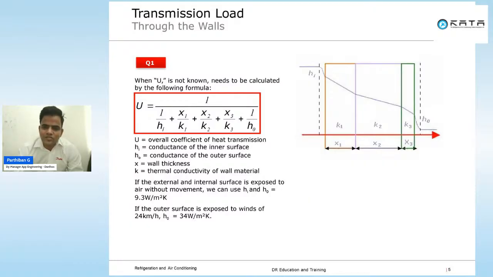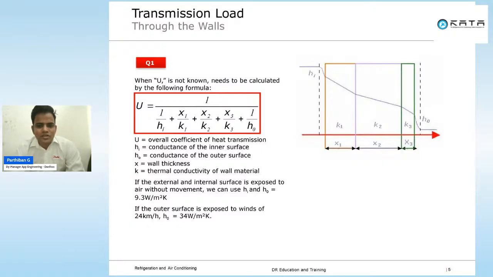These data are also available on the internet or in books, with which we can calculate the U factor. The U factor formula is mentioned here. You can see it and feel that this is so complicated. Do we have to do this U factor calculation each and every time we do a cold storage design?